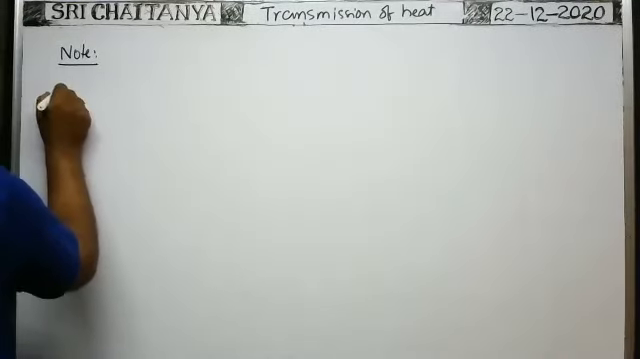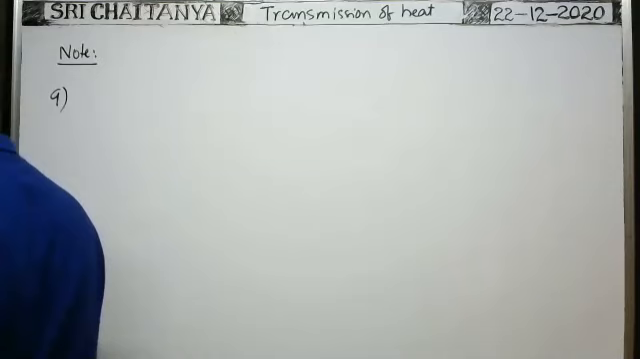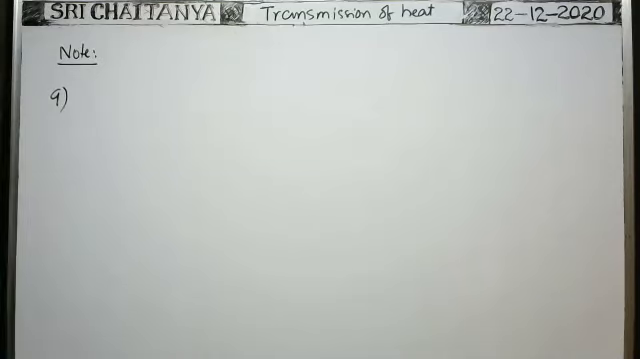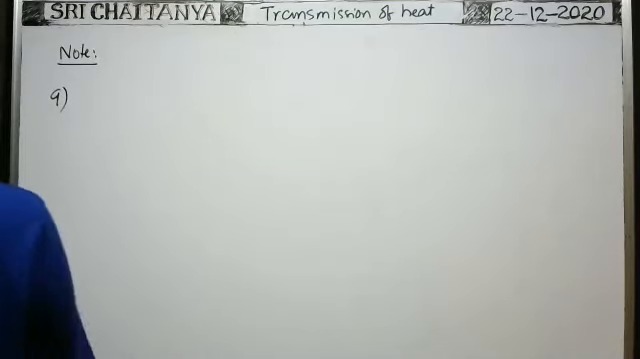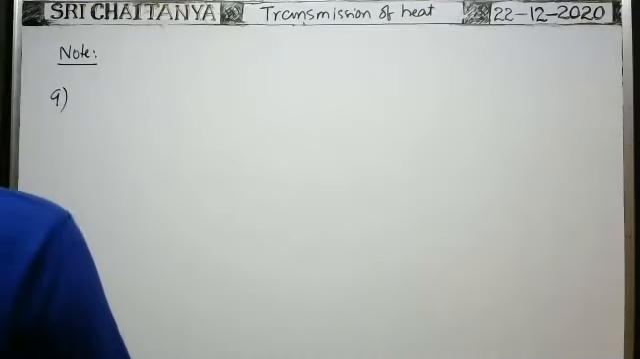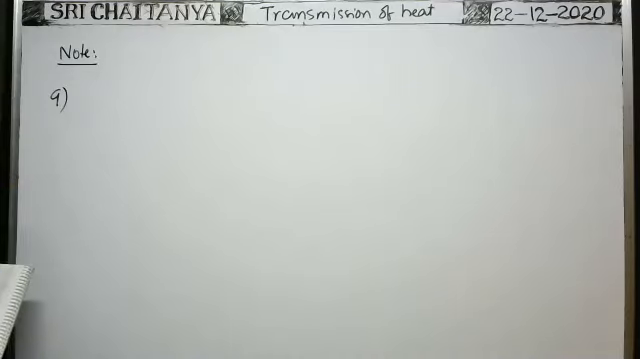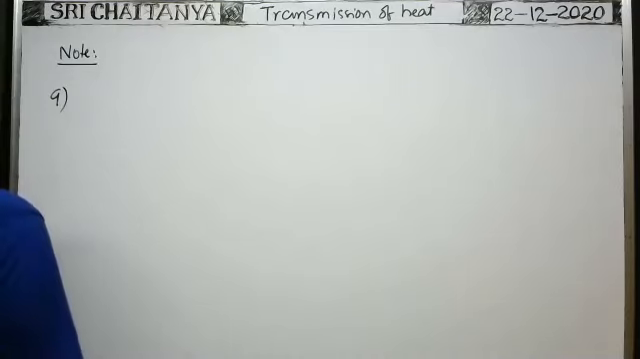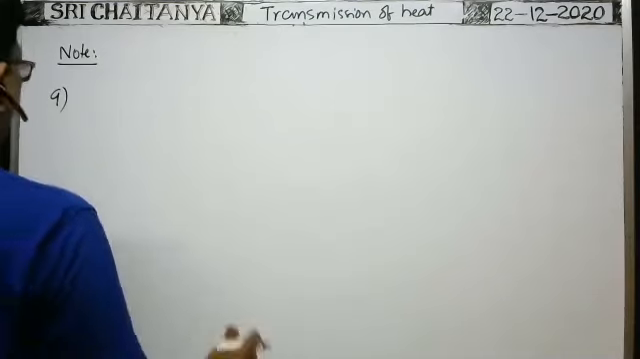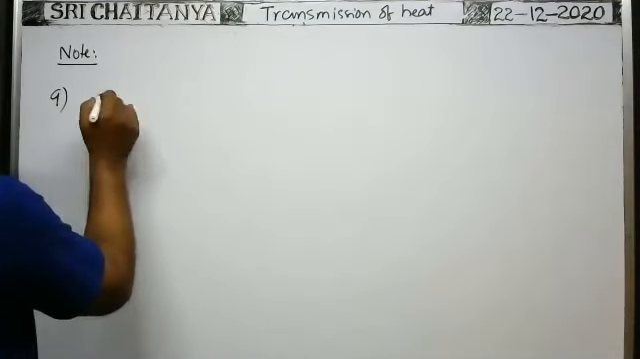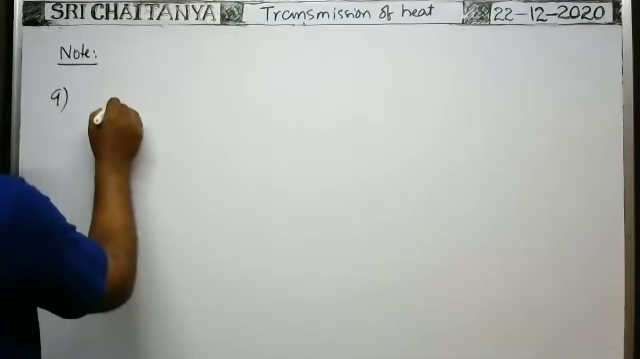Okay, next, the 9th one. Suppose there is a cylinder of radius R made of material of thermal conductivity K1, surrounded by a cylindrical shell of inner radius R and outer radius 2R. It was given in the advanced paper also, so it is most important, you see.